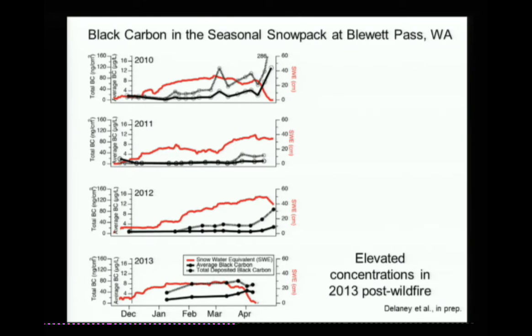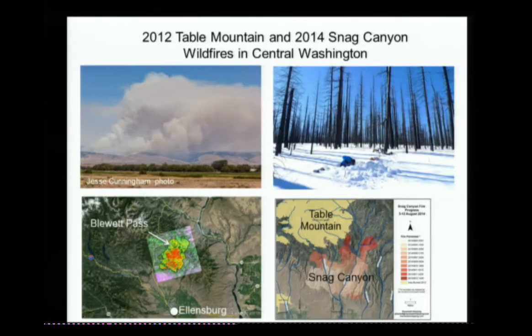This provided us a very interesting opportunity, which was that we were left with this very large burned area, and we saw changes in the amount of black carbon that was in the snowpack in 2013. So we ended up having quite elevated concentrations relative to the 3 prior years. On the top left here is a picture of a forest fire, the Snag Canyon fire that burned this summer.